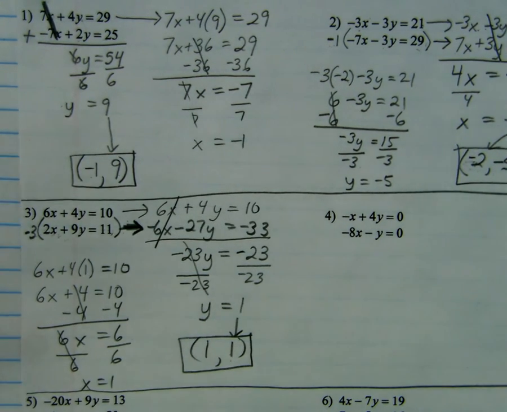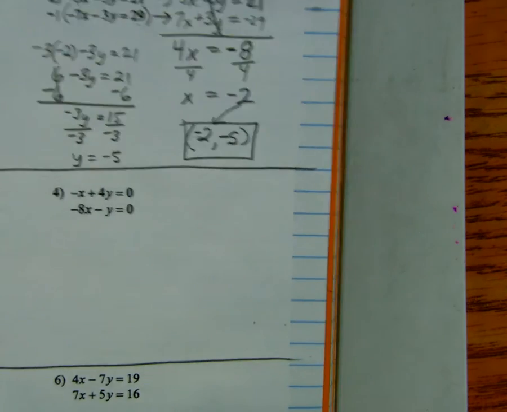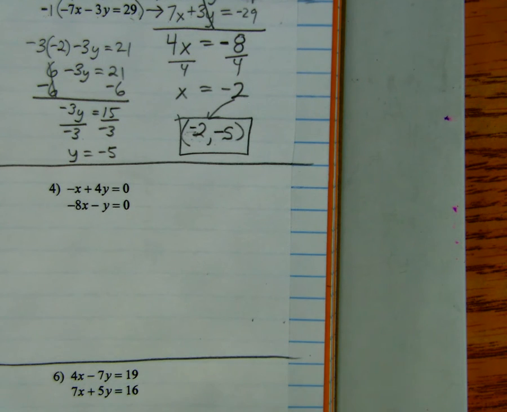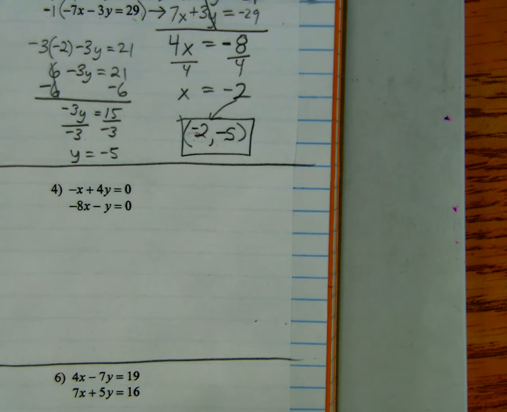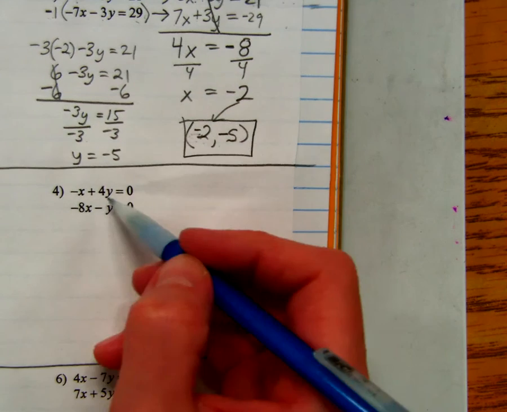Okay, ready for 4? Just going to cruise through these. There's little details that show up with different problems. Let's say on the next one, I want to eliminate the y's. You can actually do either one. It doesn't matter. But let's say I want to get rid of the y.